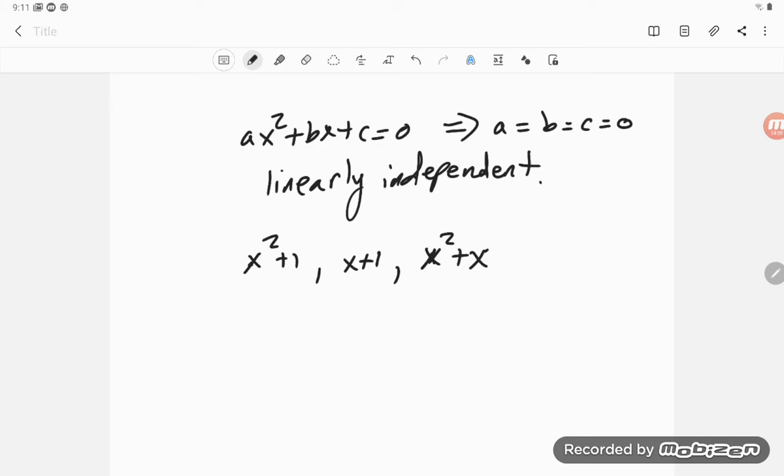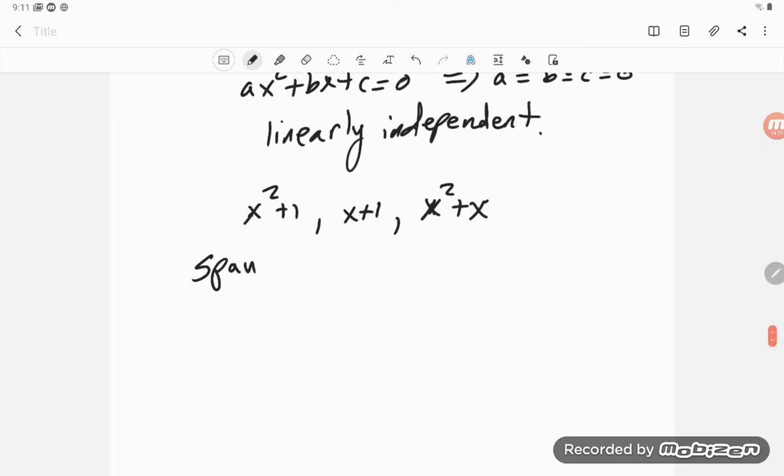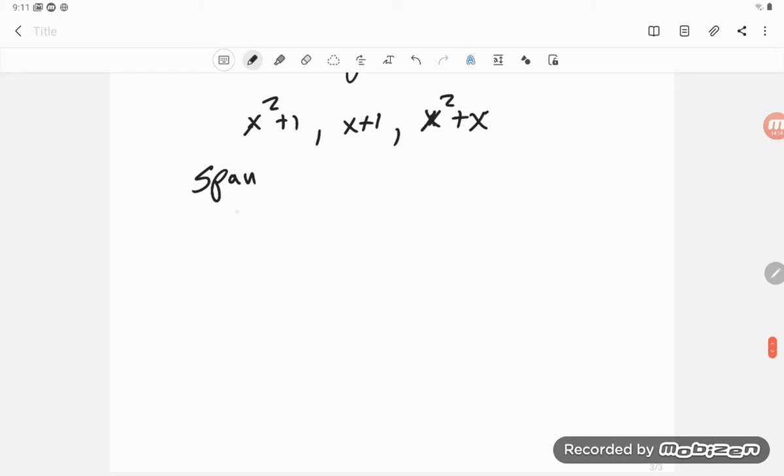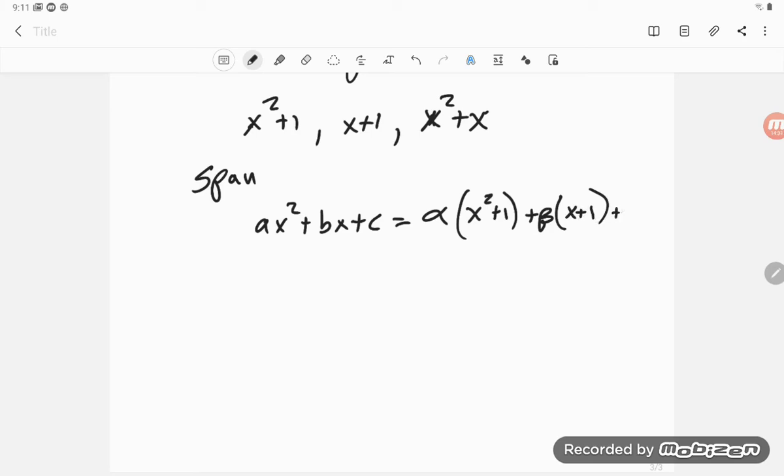Now, to show span, again, I have a given element. Can I write ax squared plus bx plus c as, now here I'm going to have to use different letters, I'll use Greek letters, some alpha times x squared plus 1, plus a beta times x plus 1, plus a gamma times x squared plus x.